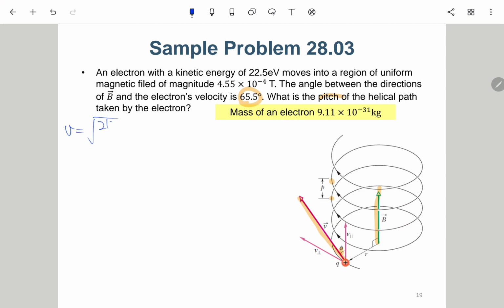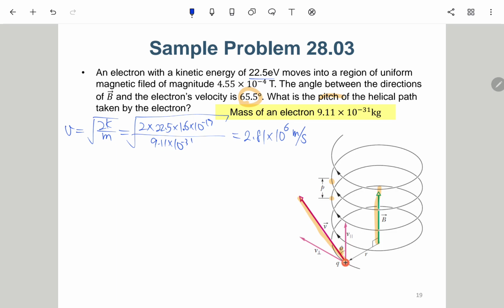Okay, so v equals the square root of 2K over m, which is 2 times 22.5 times 1.6 times 10 to the minus 19, and then all over, it is an electron, right, so the mass is 9.11 times 10 to the negative 31. So the velocity is 2.81 times 10 to the 6th power meters per second.